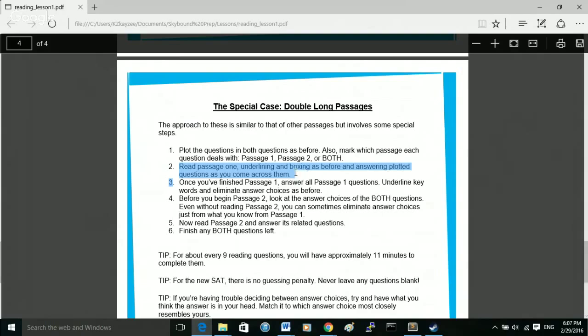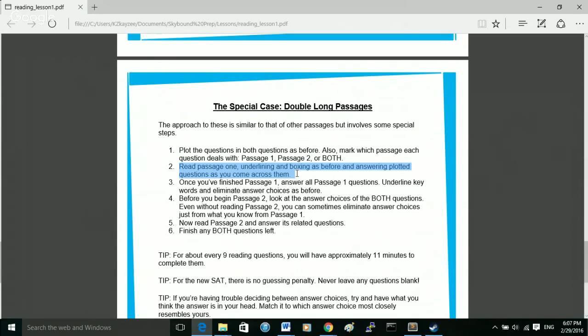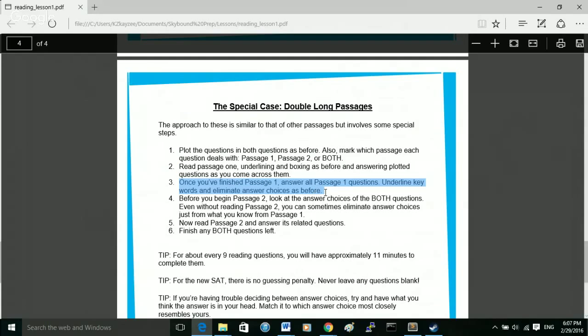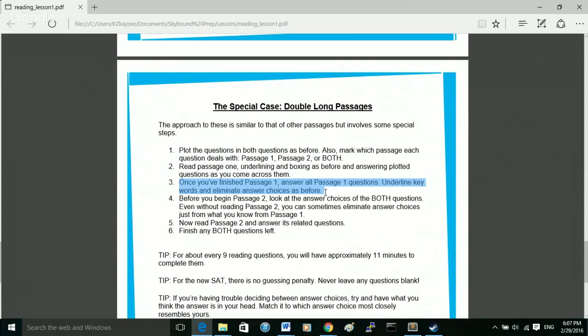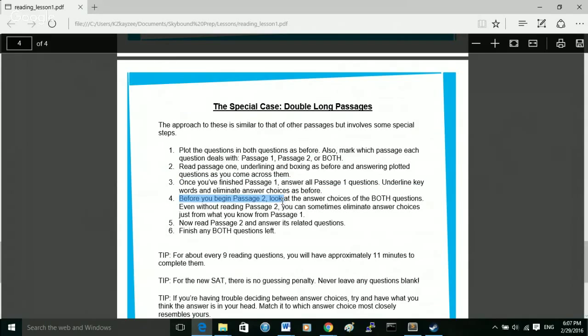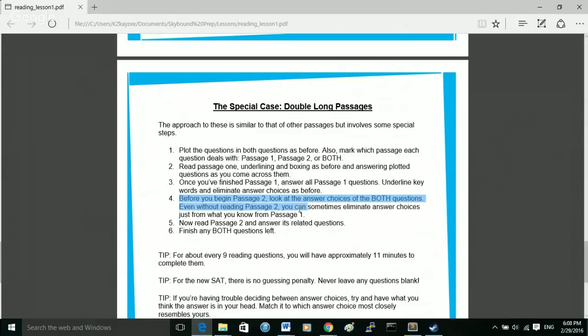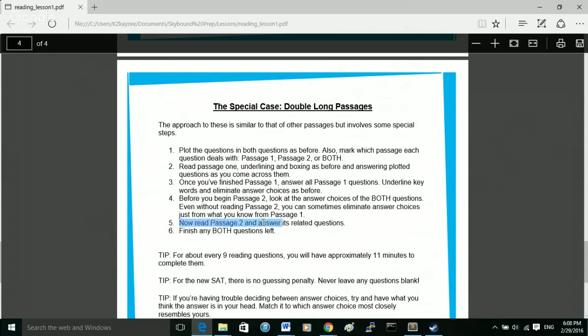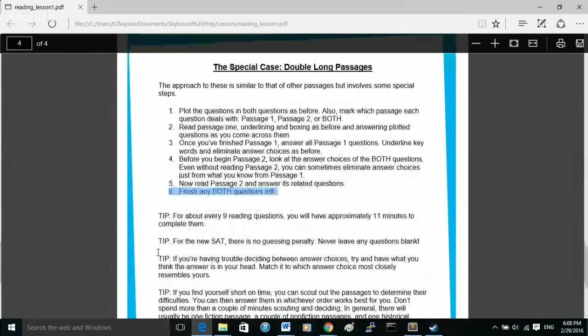Read passage 1, go ahead and underline it and box as before, and answer plotted questions as you come across them. Once you finish passage 1, answer all passage 1 questions, underline keywords, and eliminate answer choices as before. Before you begin passage 2, look at the answer choices of the both questions. Even without reading passage 2, you can sometimes eliminate answer choices just from what you know from passage 1. Now you want to go ahead and read passage 2 and answer its related questions. And then you would finish the both questions last.